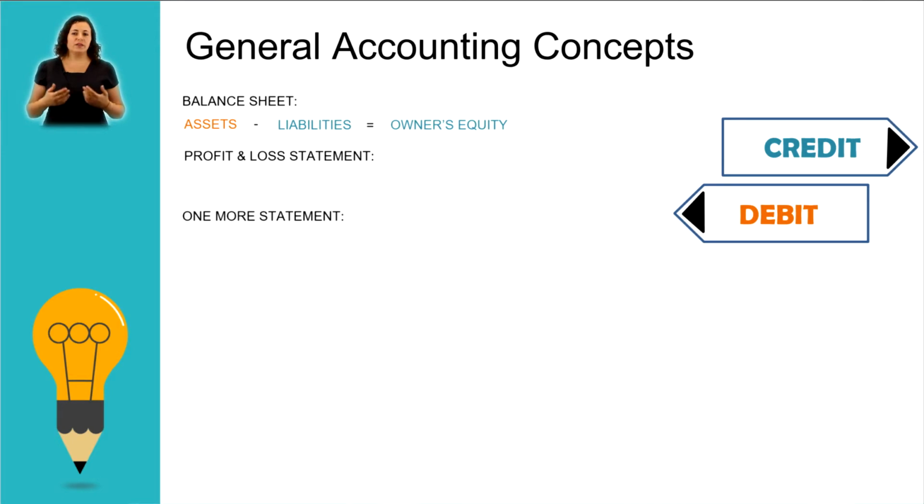Let's think of this as an example of owning your own home. You have a home which is worth $1 million, but you also have a mortgage against that home for $900,000. The residual $100,000 is what you are left with, also known as owner's equity.